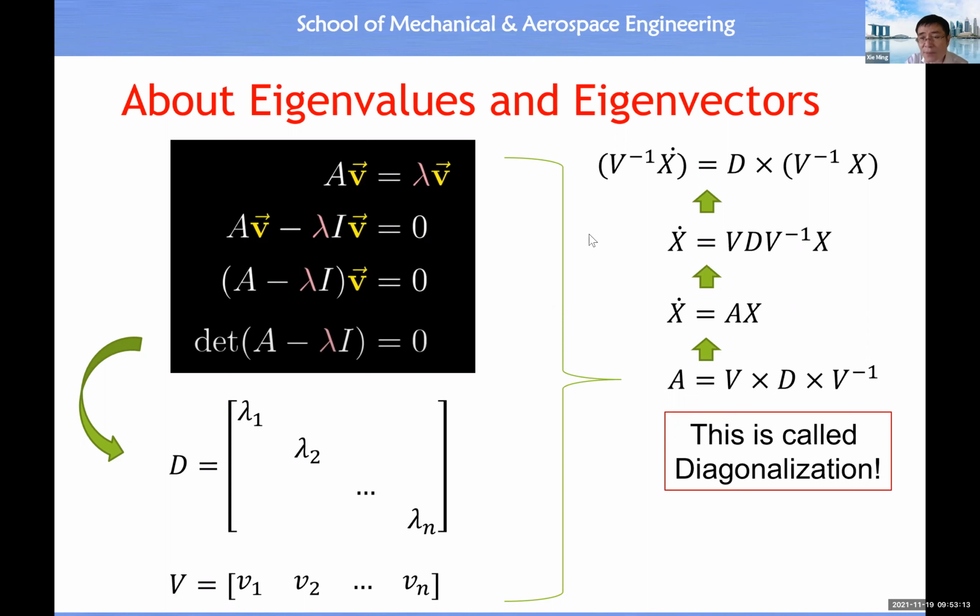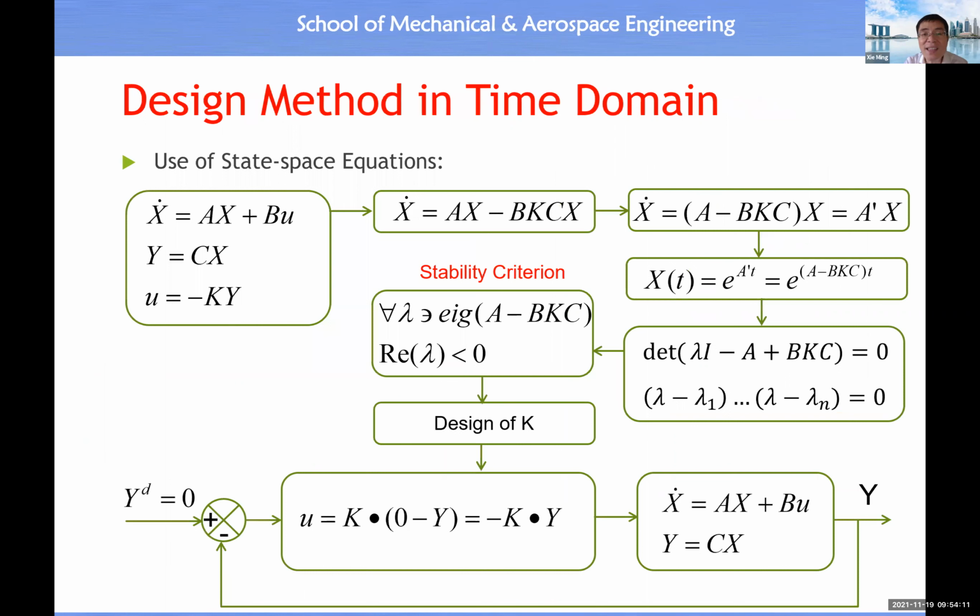Then substitute this one with this result, and you get this one. Then multiply both sides from the left by the inverse of V. The inverse of V times V becomes I, becomes one, and disappears. Then you treat the inverse of V times x as a new state vector. Then you see the new state vector dot equals D times the new state vector. What is D? This is a diagonal matrix. Then this matrix equation becomes individual equations, because a vector times a diagonal matrix gives lambda one times x one. Then once you have x one dot equal to lambda one x one, this is a scalar equation. Then the solution is e raised to the power of lambda one times t. Done already, right? So this is why we have this conclusion: the real part of lambda one must be negative.